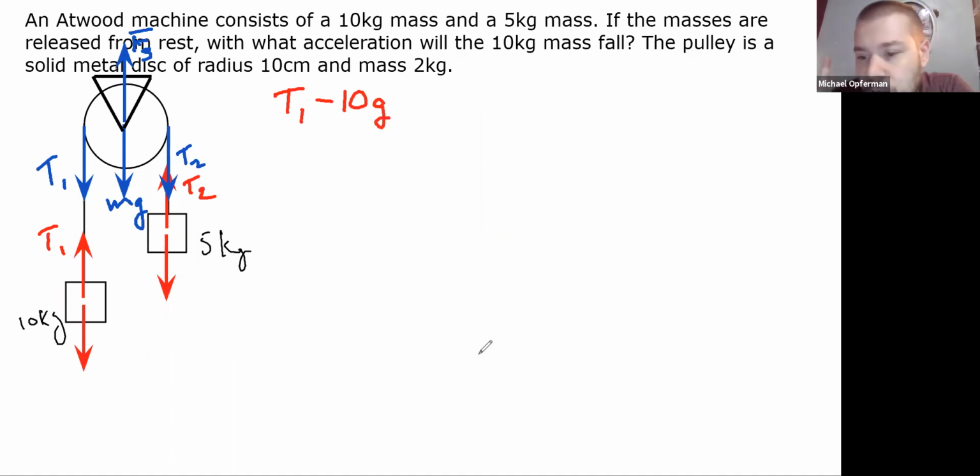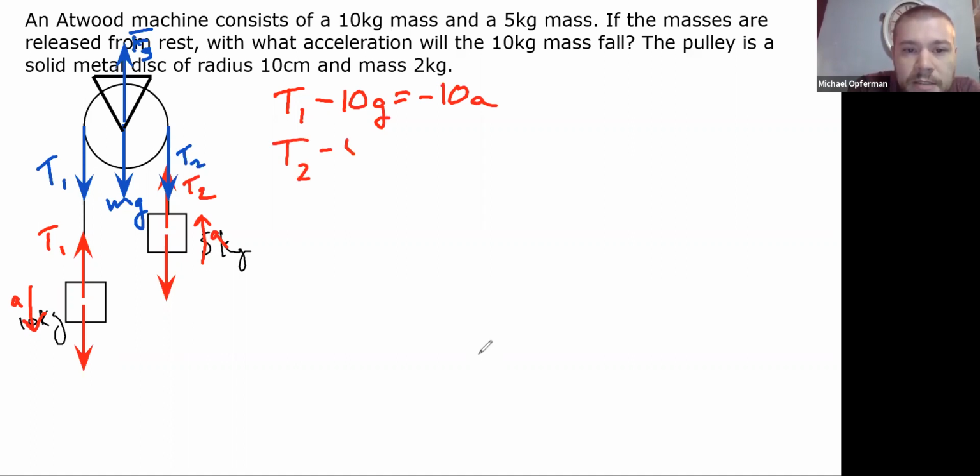And I should be careful about my acceleration. I'm going to assume the 10 kilogram block drops down and the 5 kilogram block rises up because the 10 kilogram block is heavier. So that would mean this should be minus 10a because the acceleration is downwards. For the 5 kilogram block, I'm going to have T2 minus 5g equals positive 5a. So those are just F equals ma equations.